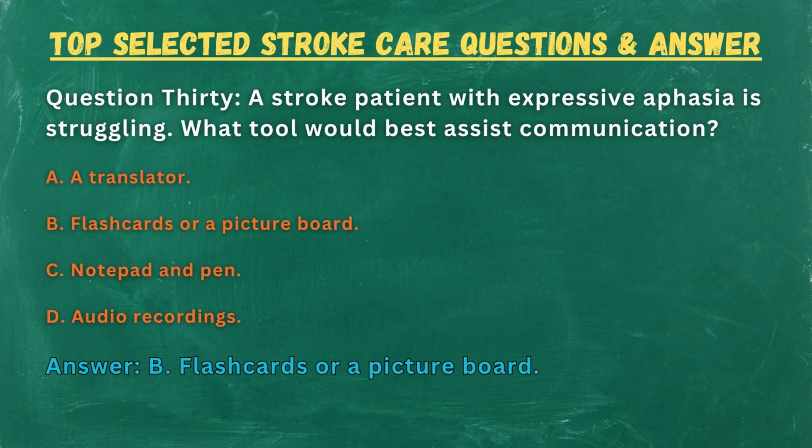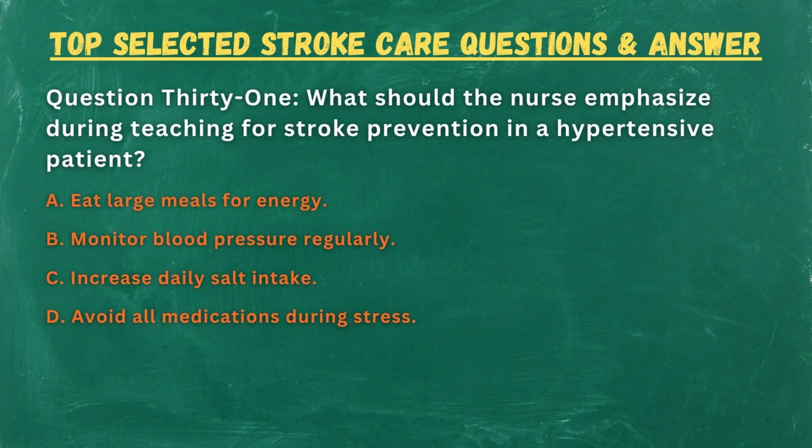Answer: B. Flashcards or a picture board. Question 31. What should the nurse emphasize during teaching for stroke prevention in a hypertensive patient? A. Eat large meals for energy. B. Monitor blood pressure regularly. C. Increase daily salt intake. D. Avoid all medications during stress.